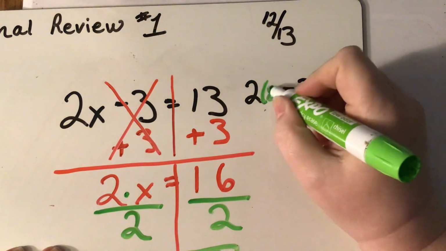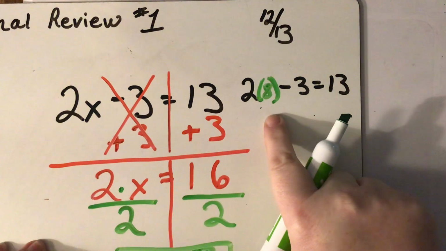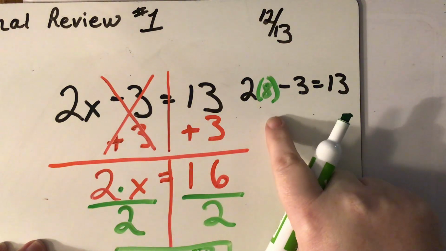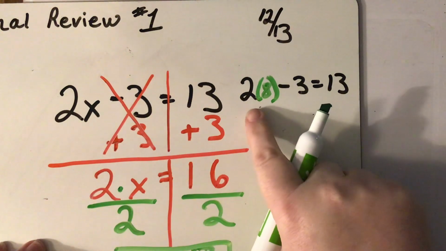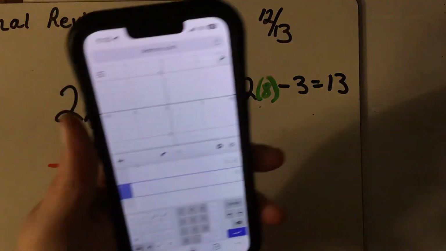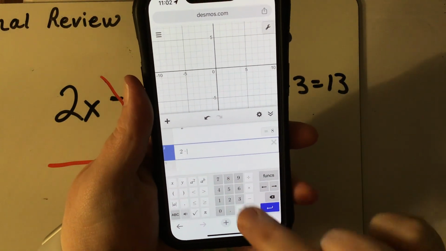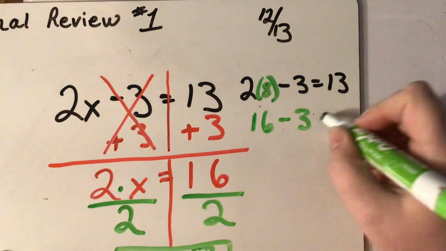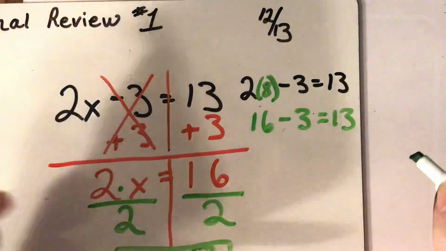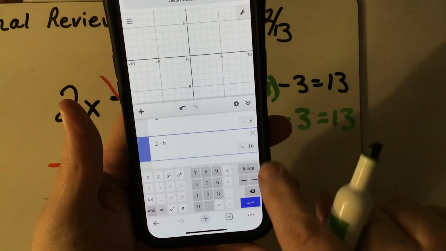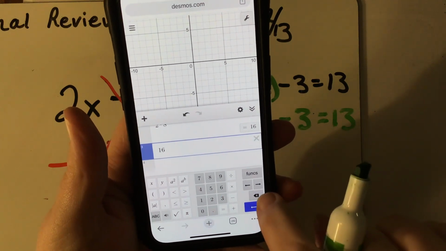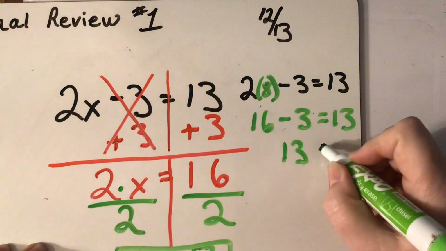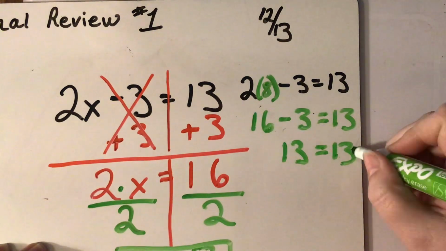Can't believe I forgot to do the check on the other one. You guys better do that check. Okay, so I substituted it in. Now all I have to do is follow order of operations. PEMDAS: parentheses, nope. Exponents, nope. Multiplication and division, oh, yep, we have multiplication right here. 2 times 8 is 16. 16 minus 3 equals 13. 13 equals 13. Hey, that checks out.